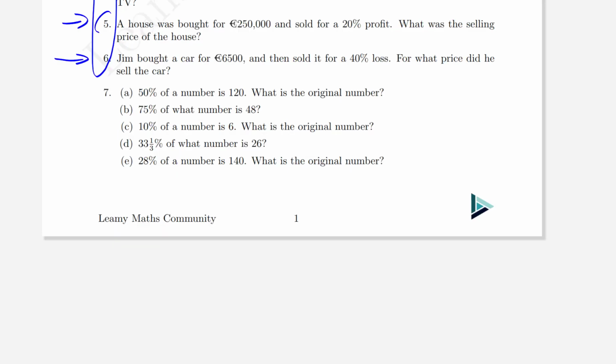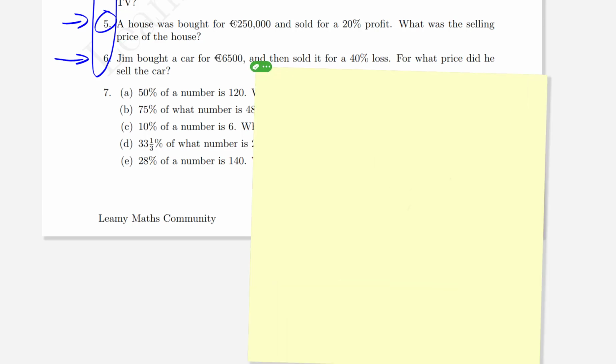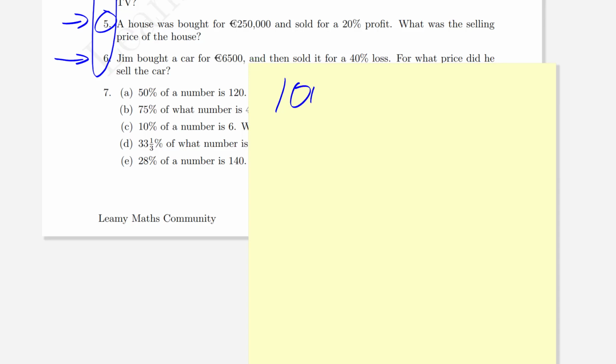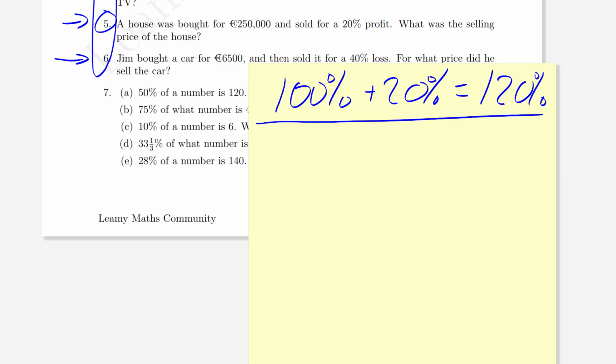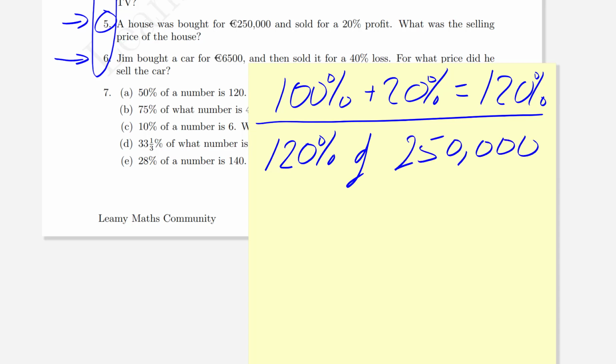Okay, so what about question 5? A house was bought for $250,000 and sold for a 20% profit. What is the selling price of the house? So basically, if you sell something for a 20% profit, that means you had the original 100%, then you added on 20% profit. So that's really 120%. So if you're selling it for a 20% profit, you're selling it for 120%. So basically, we want to get 120% of 250,000. That's what's really going on in that question.